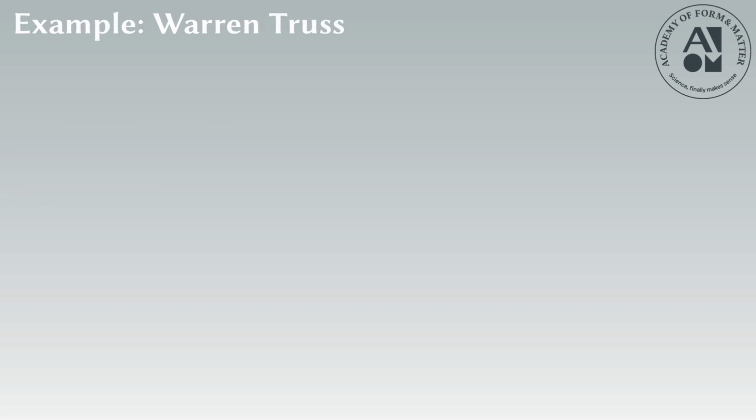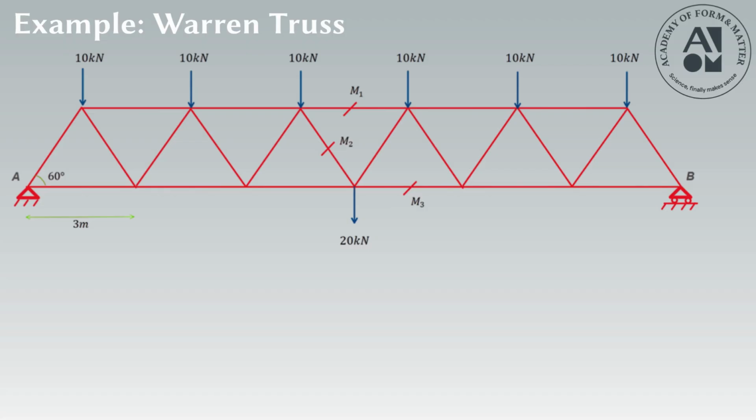Take this Warren truss. It represents a lightweight roof or transit canopy, a structure where the top and bottom chords often carry the most important design forces. We are interested in 3 members near the center, M1 in the top chord, M2 in the diagonal, and M3 in the bottom chord. Before we cut, we start with the reactions.